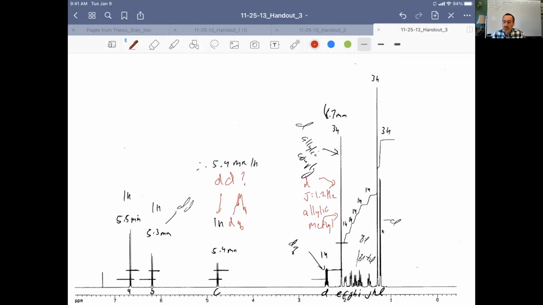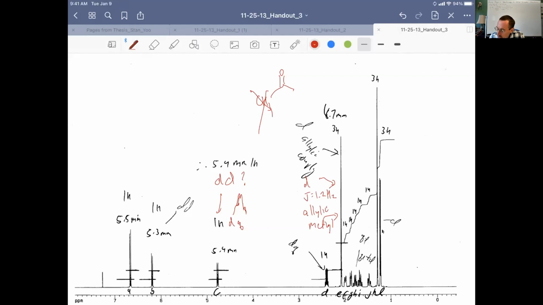Normally for 2.0, I might say maybe it's alpha to a carbonyl. But if it were alpha to a carbonyl, then I wouldn't expect any splitting on it. So it's not an isolated methyl alpha to a carbonyl. We don't have an aromatic ring. It could be benzylic, although even with benzylic, you wouldn't expect to have a visible coupling. You'll get the teeniest, maybe 0.5 hertz, but you won't see it except maybe in a COSY.